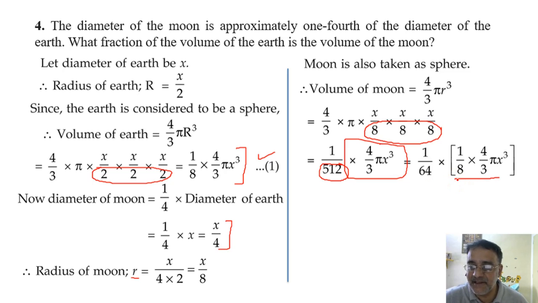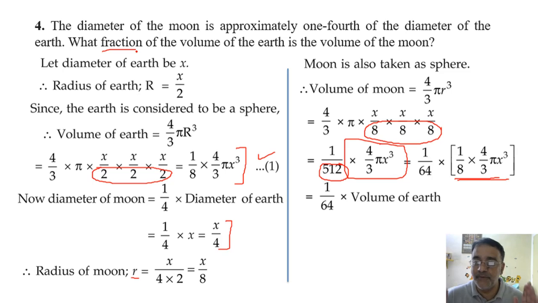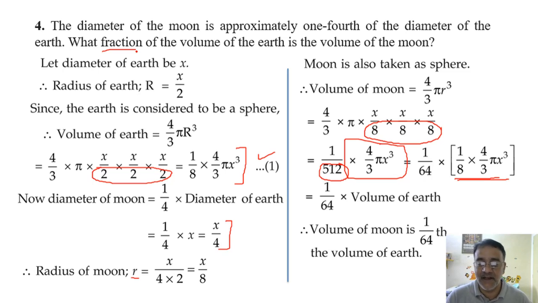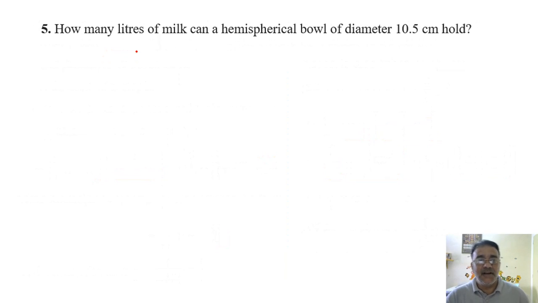Now this is nothing but the volume of earth. So that means volume of moon is 1 upon 64 into volume of earth. So therefore, the question actually asks for the fraction. Therefore volume of moon is 1 by 64th the volume of earth. This is the answer. Any doubt? No, sir. Okay, now we are moving towards the next question, question number 5. After this we will do one more question.